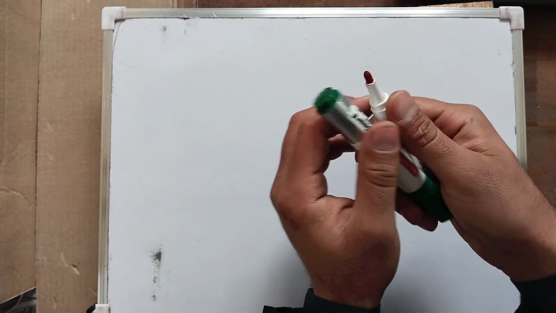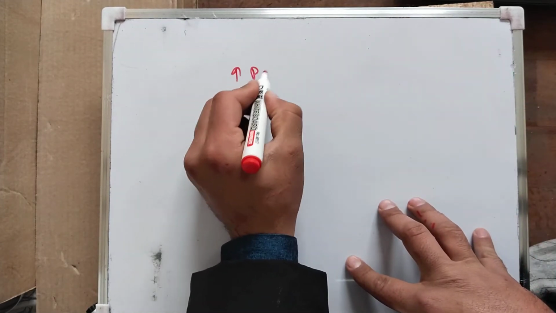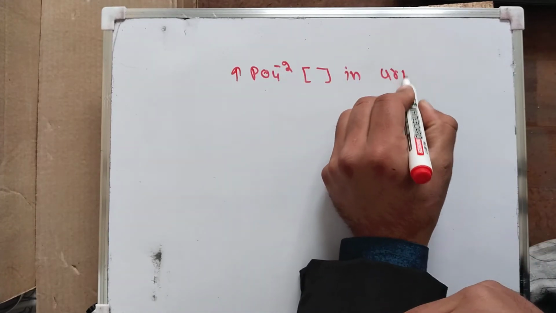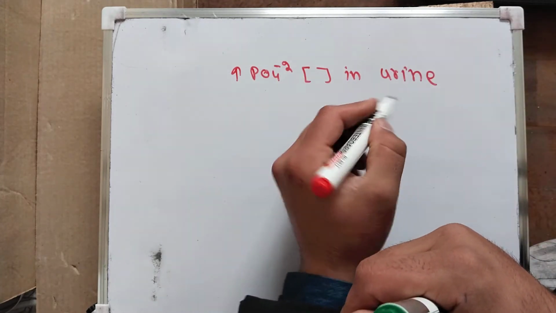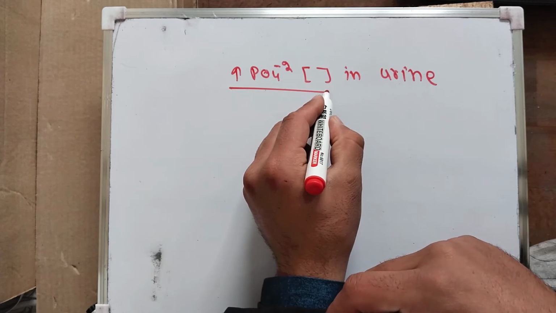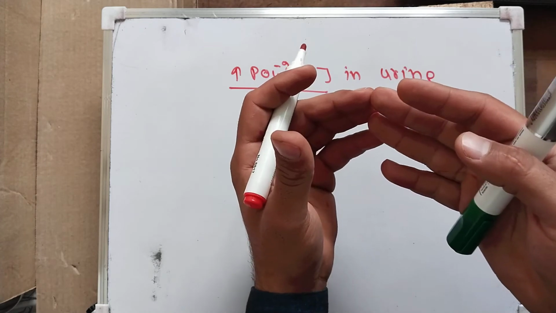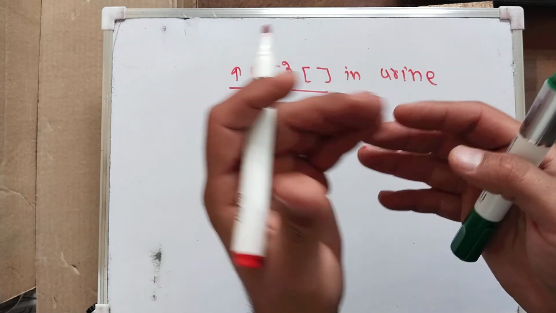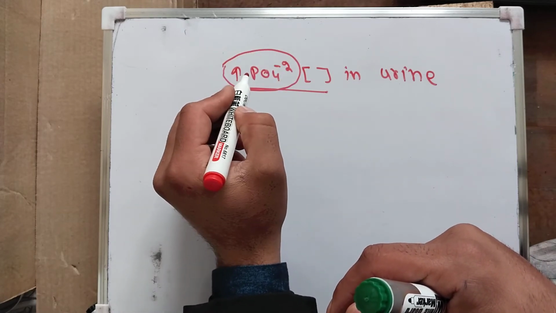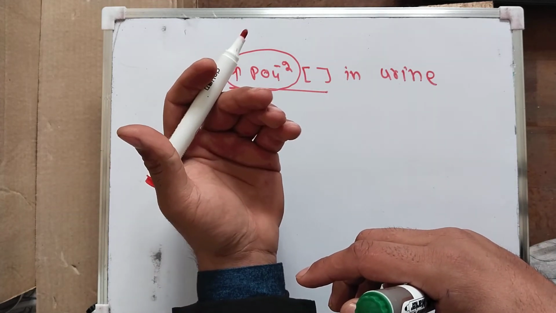Now remember one point. If we check the urine and we find a high phosphate concentration in the urine, what will we think about PTH? Is PTH released more or less by the parathyroid gland? As we know, phosphate reabsorption is decreased by PTH. So if phosphate is not reabsorbed to the blood, it will remain in the urine.